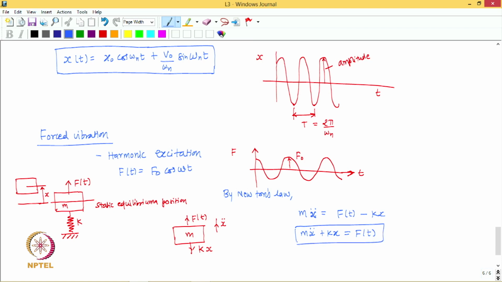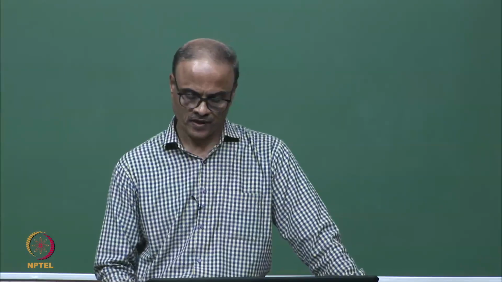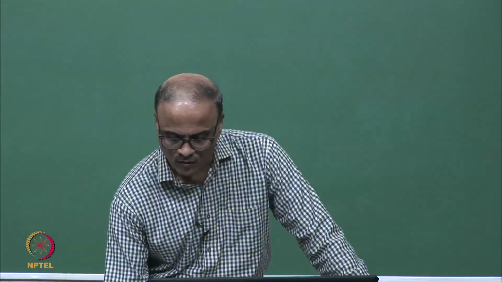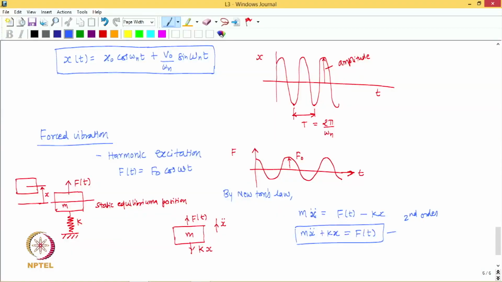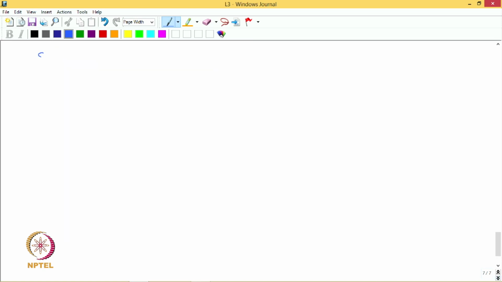Now we see that on the right hand side it is no longer 0 as we got in the free vibration case. It is a non-zero term, and it is not dependent on or related to x, and hence the system is now a second order ordinary differential equation. It is linear, but now it is inhomogeneous. So let us now see how we can solve this equation.